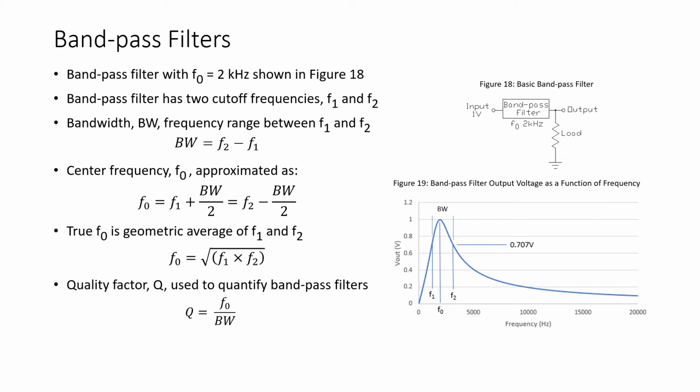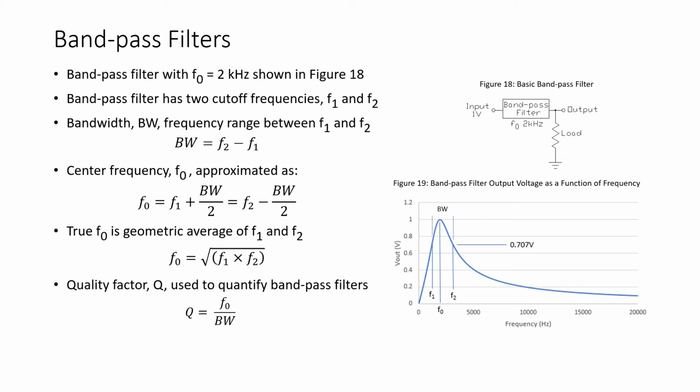Now, bandpass filters, as we'll notice looking at the graph in figure 19, they have 2 cutoff frequencies. There's 2 points where the output voltage drops to 70.7% of the maximum. Now the filter we're looking at, shown in figure 18, has an input of 1 volt and it has a center frequency of 2 kilohertz.